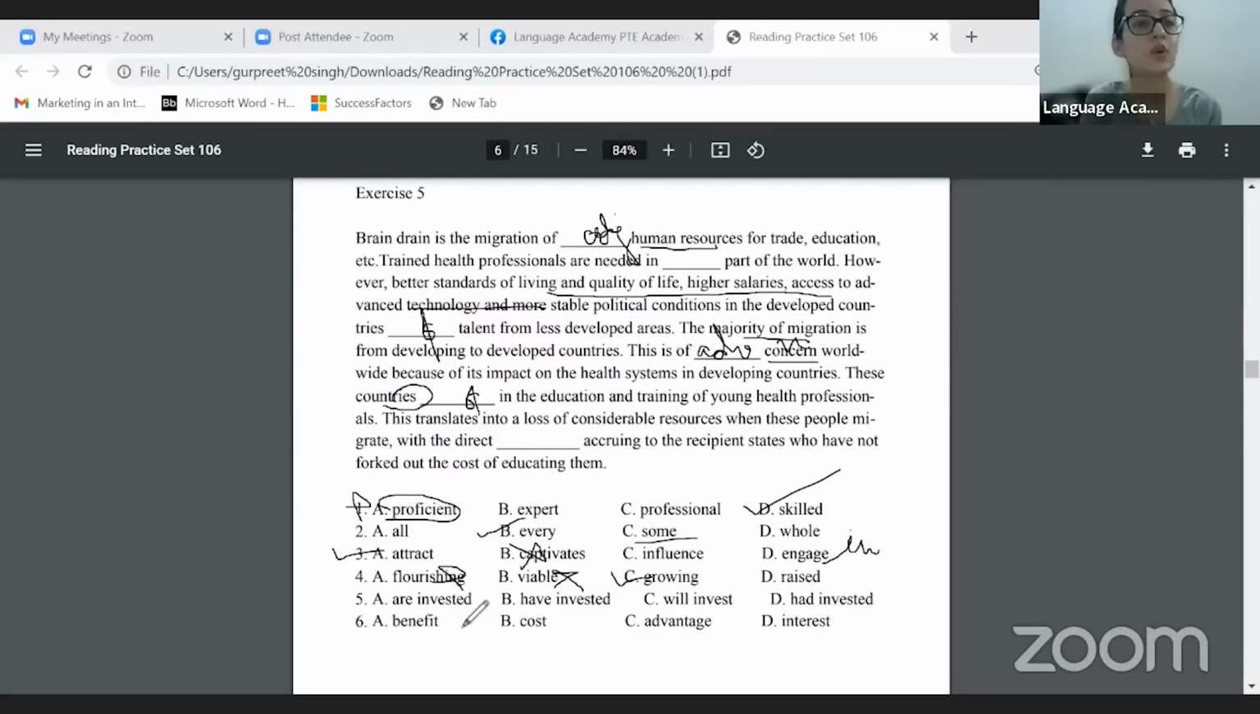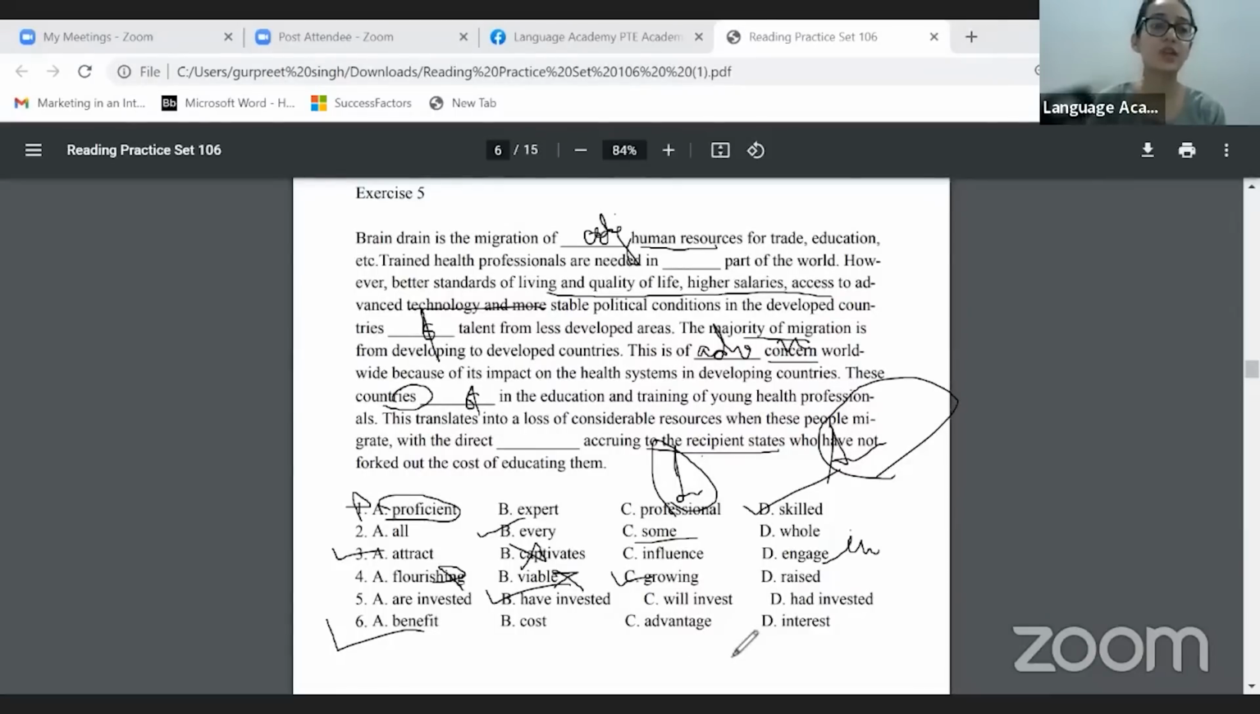So countries are doers here. Countries are doing the work. So we'll say these countries have invested in the education and training of the professionals. This translates into a loss of resources when these people migrate, with a direct dash to the recipient states. So if somebody is going from India to Australia, who is the recipient state? Australia is the recipient. India suffers a loss and direct dash to Australia. Australia gets a benefit. So some of you have written interest.